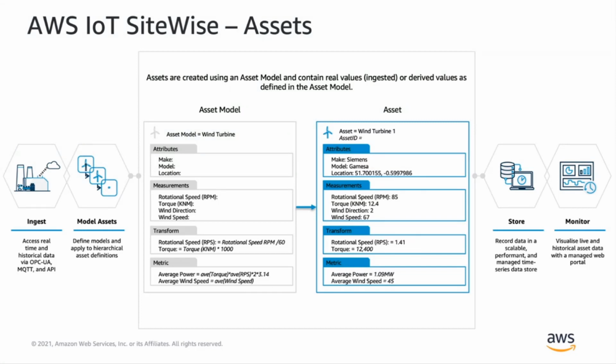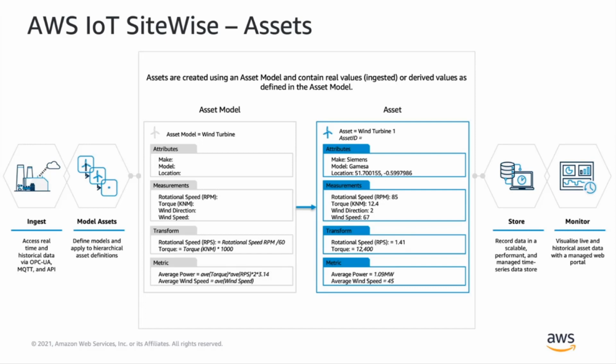And then you can transform those. You can do some transforms, which tell you that rotational speed is RPM over 60, and then you've got torque in kNm, so times by 1,000 to get your torque out of your rotational speed. Then you've got average power, which is average torque, and you can keep building metrics. The whole point of this is you can keep building metrics over time in your model, and then you just keep deploying updates to your model. And then that becomes an asset.